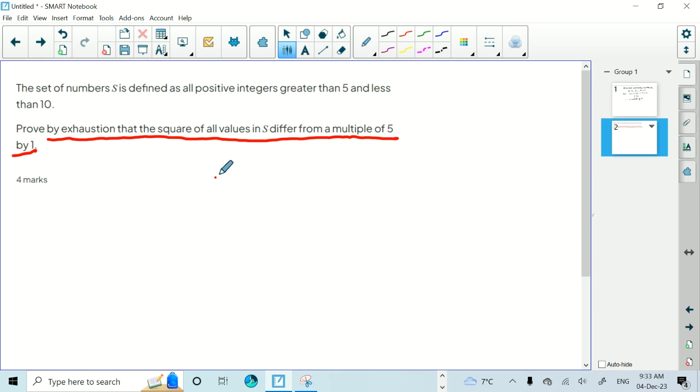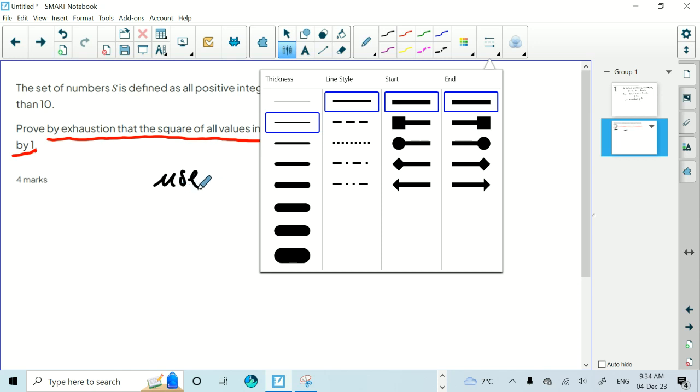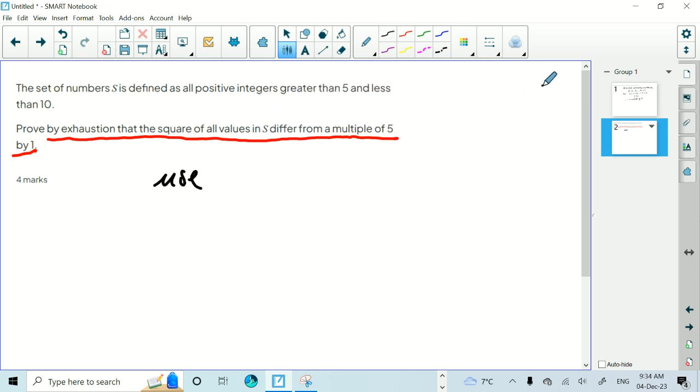So if we use, let's erase our red and go to a black, and we need to change again the thickness, use 6, 7, 8 and 9. That will be hopefully exhaustion enough. So what we have is defined as all positive integers greater than 5 and less than 10. The square of all values. So we've got to square our numbers.